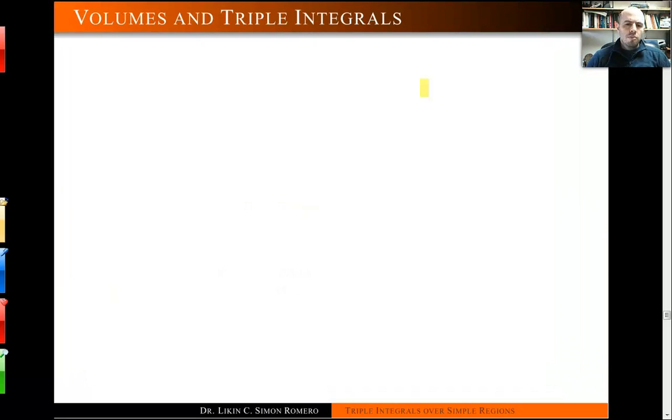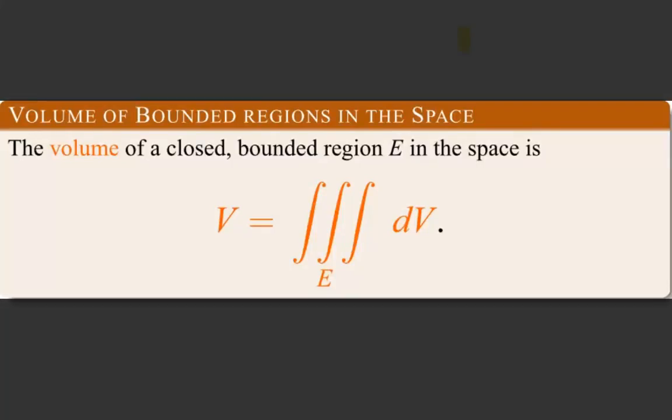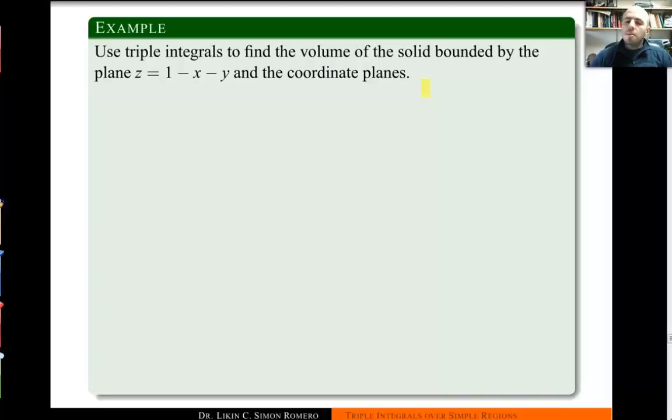Let me move on to volumes and triple integrals. So the volume of a bounded region in space, if you remember, the area was the double integral over the region of the function 1. And this is going to be more or less the same when you take the function 1 and now you take the triple integral over the region E, then the thing that you are going to obtain is a volume. So let me give you an example.